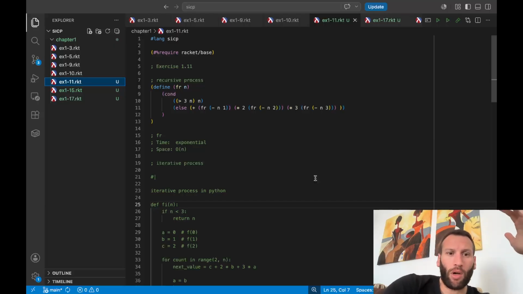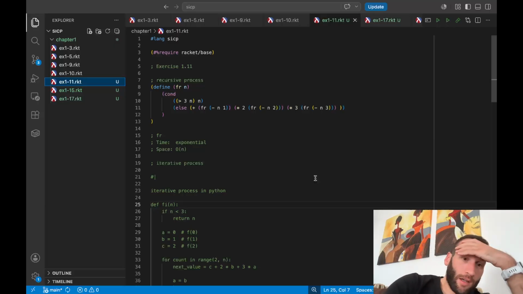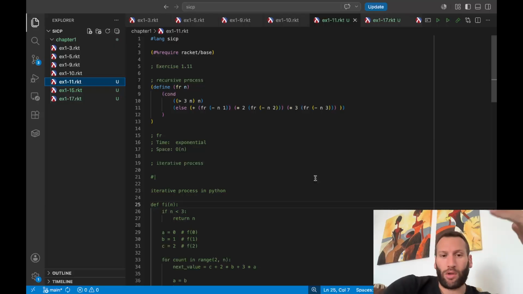This is very simple. As we saw in the book, in this case, the time complexity is exponential, and we have a lot of redundant operations, and the space instead grows linearly with n.